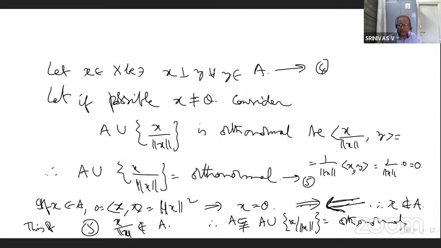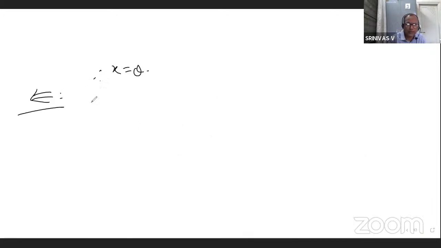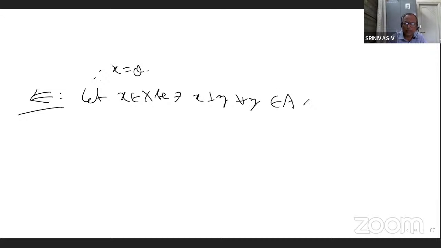The sufficiency part. Let us look at the sufficiency part. Let x belonging to X be such that x is perpendicular to y for all y belonging to capital A, implying x is equal to 0 vector. Okay, let us assume this. Let us prove that.